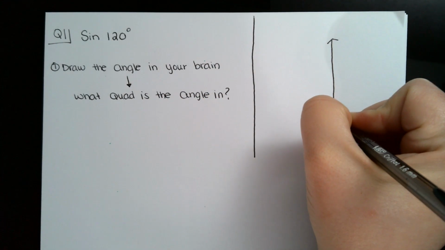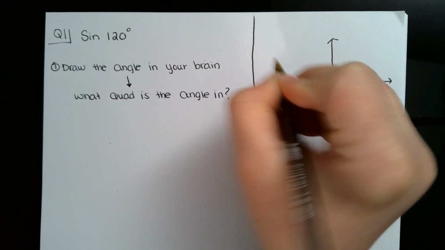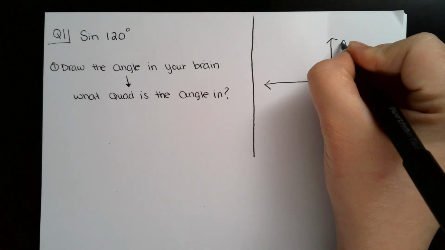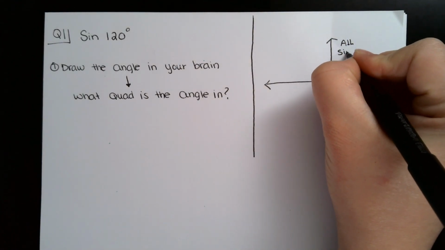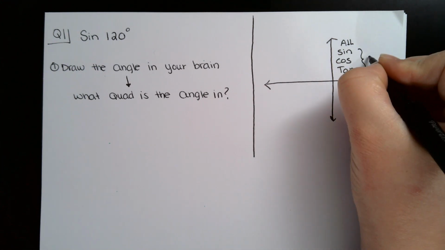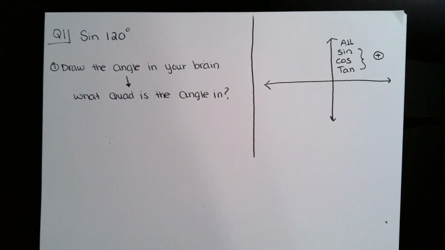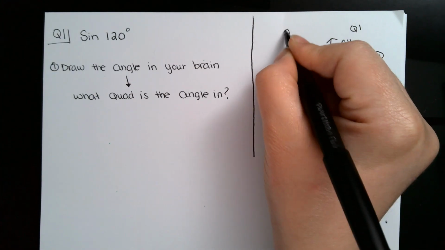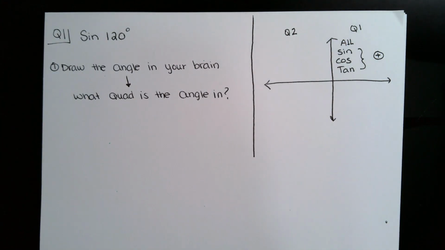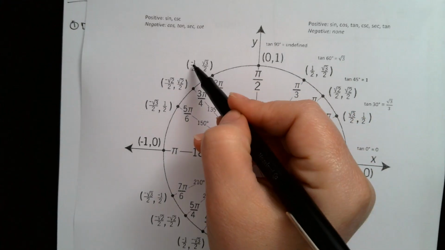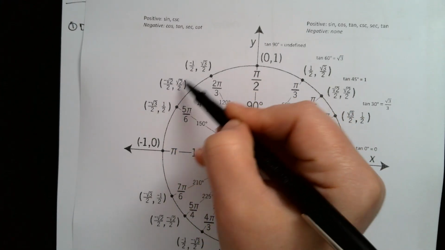Depending on the quadrants that you have, there are things that are going to be positive or negative. In quadrant 1, all of sine, cosine, tangent, and their reciprocal functions, the answers are going to be positive. If, however, it is in quadrant 2, we're taking a look at the unit circle. Here's a unit circle. Notice how all of the x's are negative, the y's are positive.